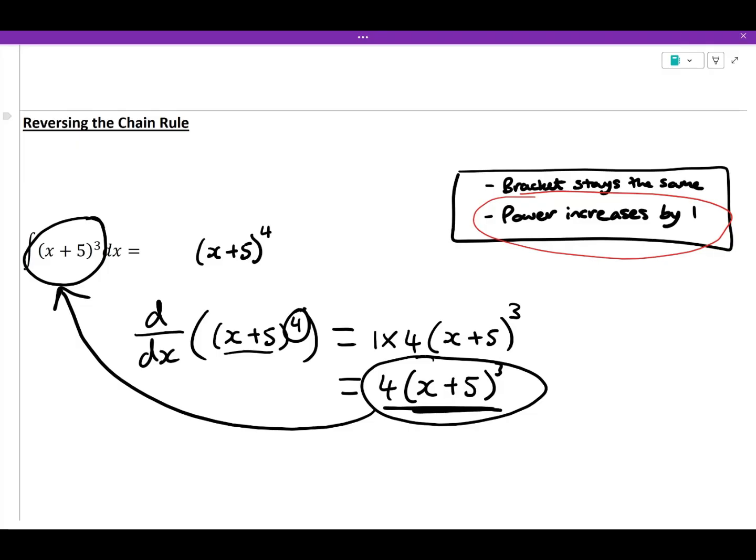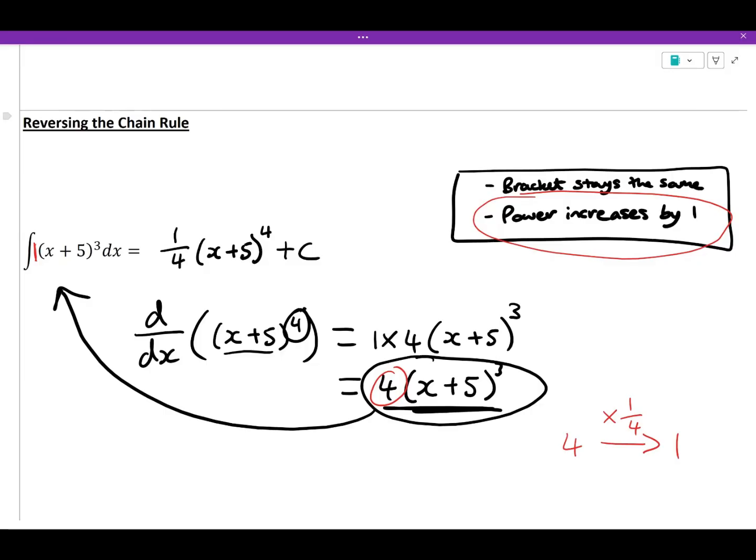So what we have to consider next is how can I convert what I've got down here back to my initial question? Well, we have a 4 in front over here. In my initial question, we essentially have a 1 in front. So how do I get from 4 to 1? Well, you'd have to divide by 4, or in other words, multiply by a quarter. So actually, in my answer to my integral, I should have 1/4 multiplying my brackets like that. And then, of course, we need the plus c, and then that will be my final answer.